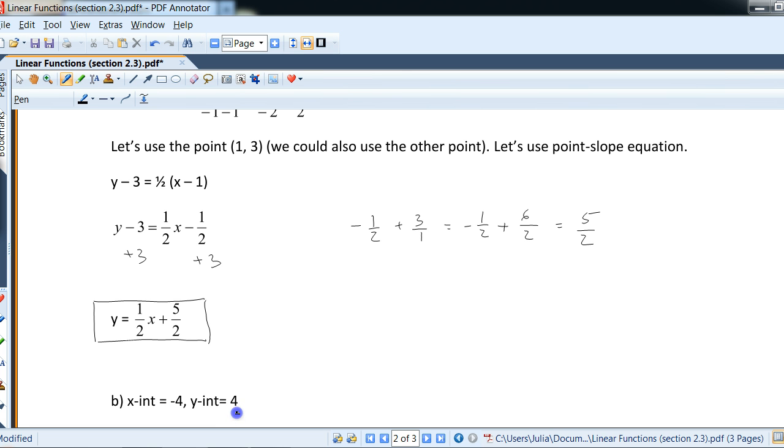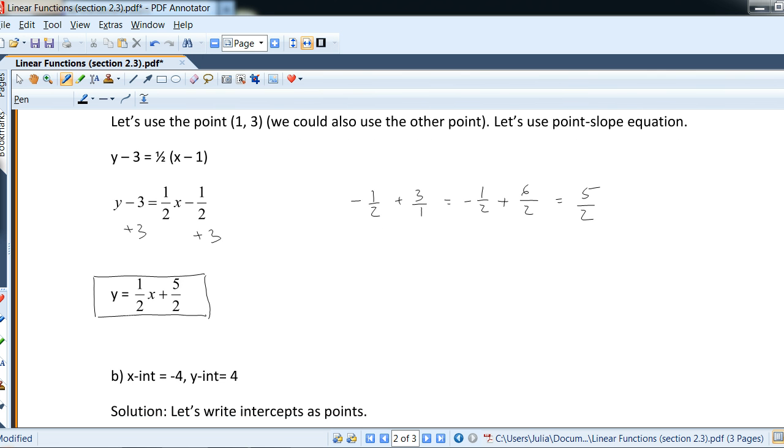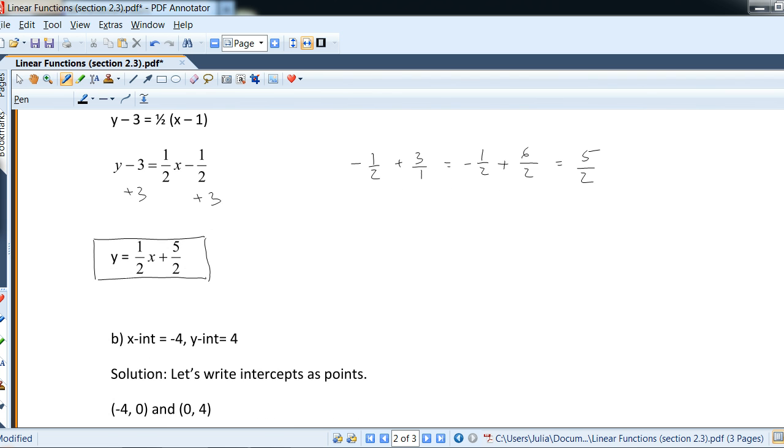The next question, what if we have an x-intercept and y-intercept? Notice how they're not written as points. We're just given values, which can happen sometimes. The first thing we want to do is write them as points. So the x-intercept would be negative 4, 0, because that's where it passes the x-axis, and the y-intercept is 0, 4. Remember, it's the opposite one, that's 0.